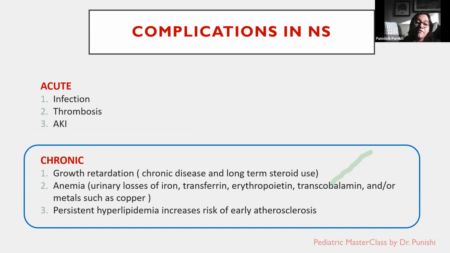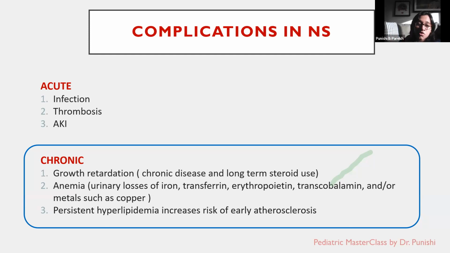And the third thing is they have persistent hyperlipidemia, hypercholesterolemia, hypertriglyceridemia, which increases their risk of early atherosclerosis. Now, why is it that they have an increased risk of hyperlipidemia? It is because of increased synthesis and impaired catabolism of lipoproteins, which contain cholesterol and apolipoprotein B. So basically, there's an imbalance in the production and the metabolism of your cholesterol, as a result of which they can have hyperlipidemia, which again increases their risk of premature atherosclerosis.